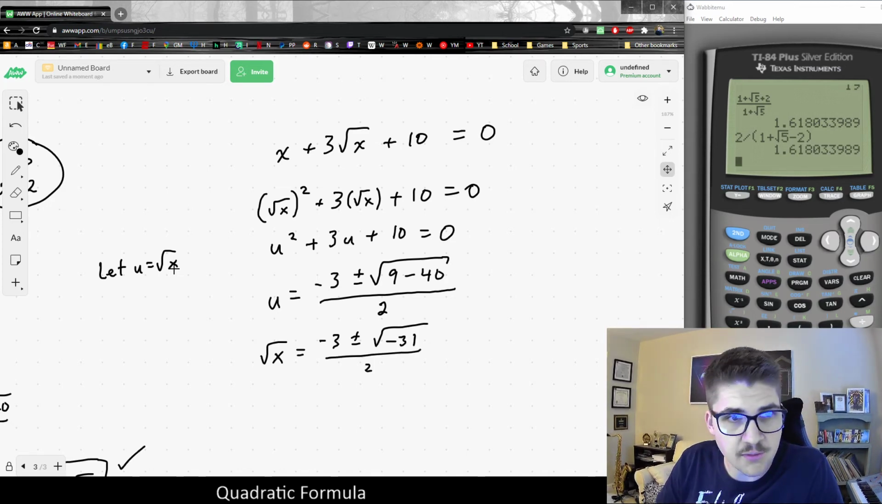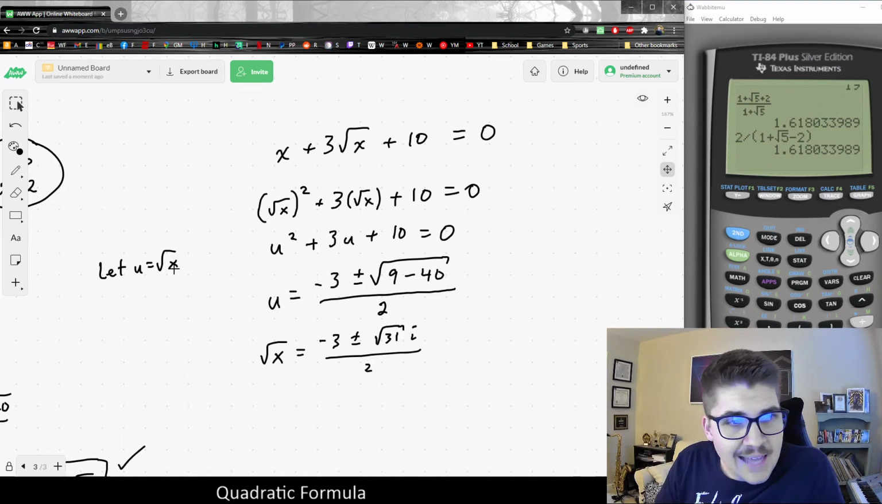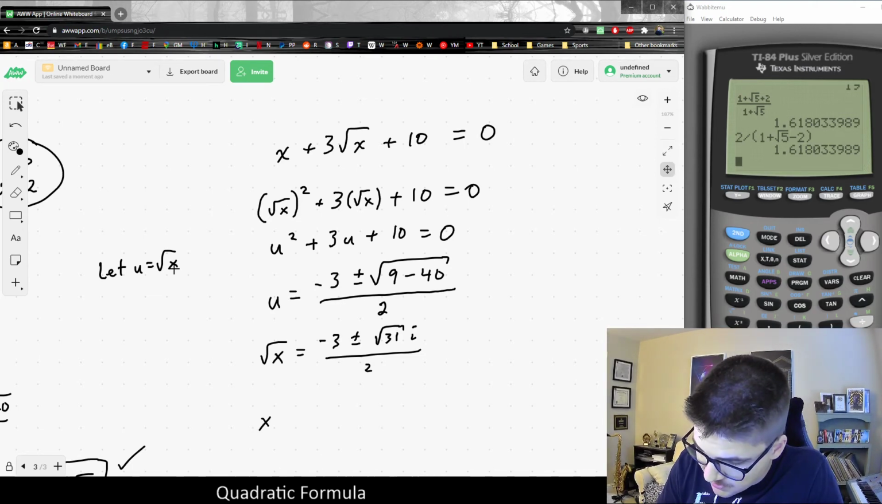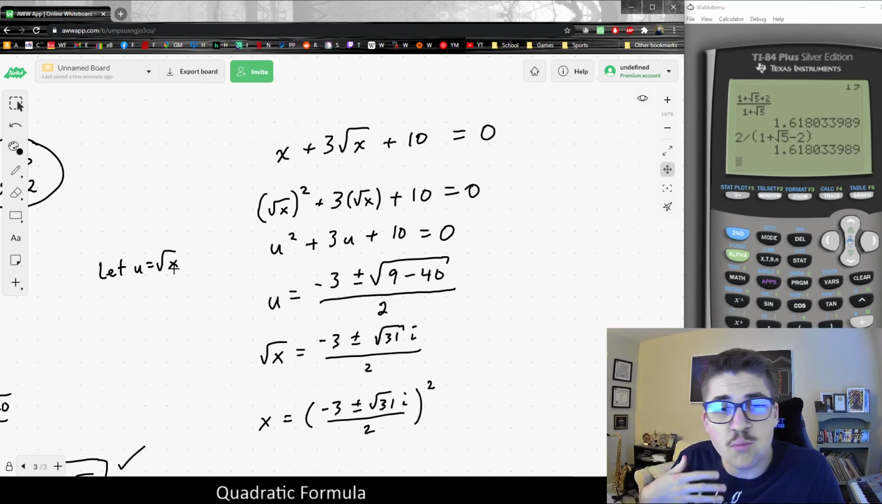Which again, I could simplify by changing the square root of negative 31 to root 31 times i. And here I would need to square both sides to solve for x, because I have square root of x is equal to this. So basically x would be equal to this stuff squared. Very ugly answer.